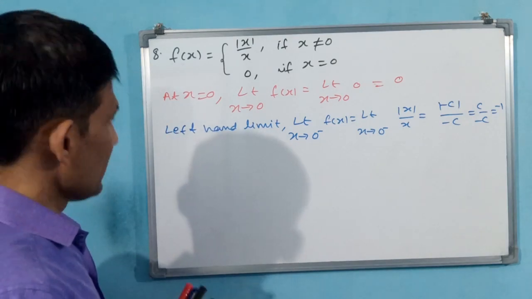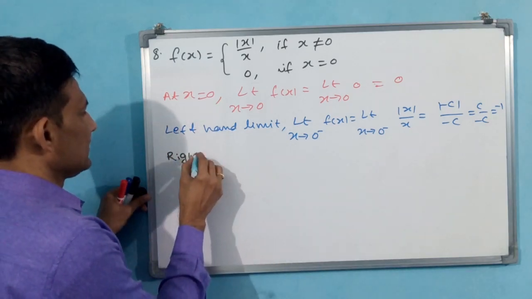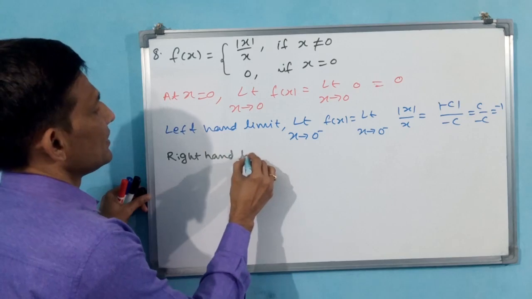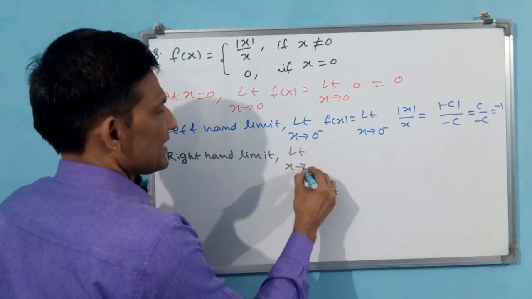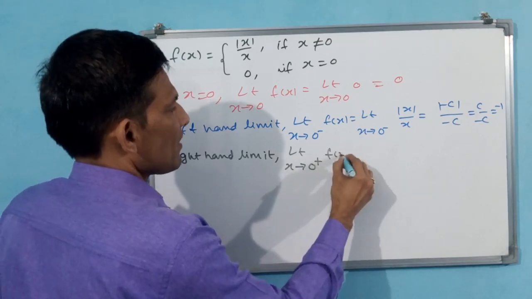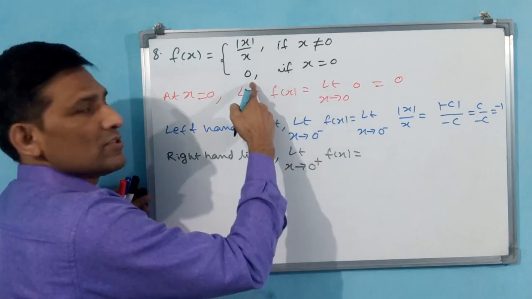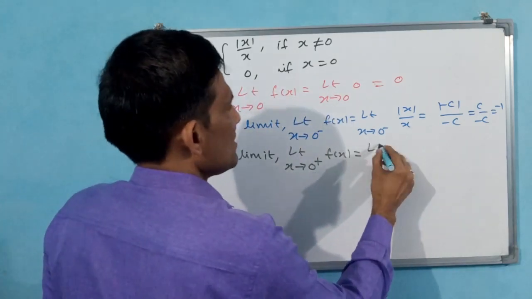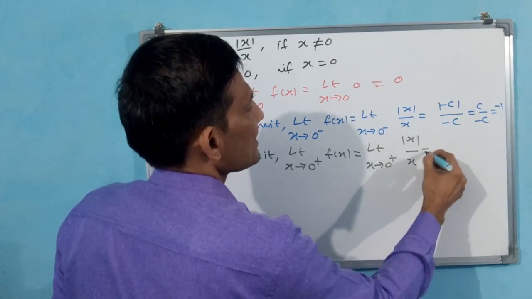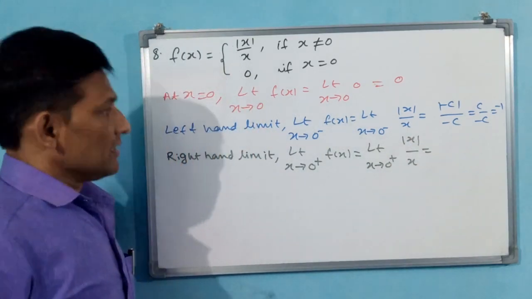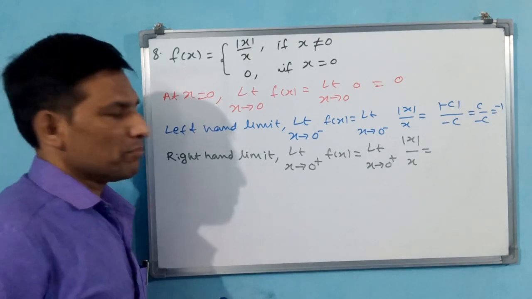Okay, write down. Right hand limit, limit x tends to 0 plus f of x. See, 0 minus, 0 plus, both are this only. At 0 only 0. Okay? Write down. Limit x tends to 0 plus modulus x by x. Now you tell me here what you are going to do. 0 plus c. Plus c you have to do.